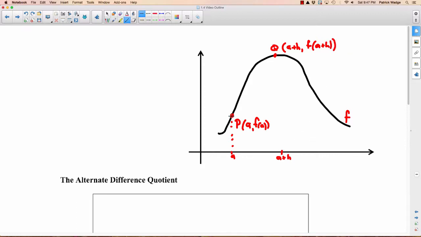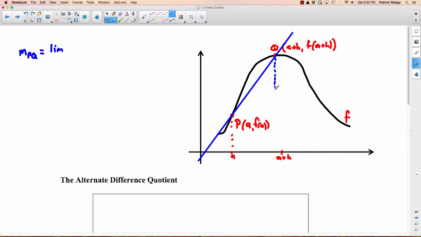Okay, and I'm going to draw the secant line again. The blue line is the secant line, and what we're interested in is finding the slope of that secant line, the slope of PQ. Let's go straight to the limit here. Remember, it equals change in y over change in x. Change in y is right here. It's this y amount, f of A plus H, take away this y amount, f of A. So the change in y is f of A plus H minus f of A.